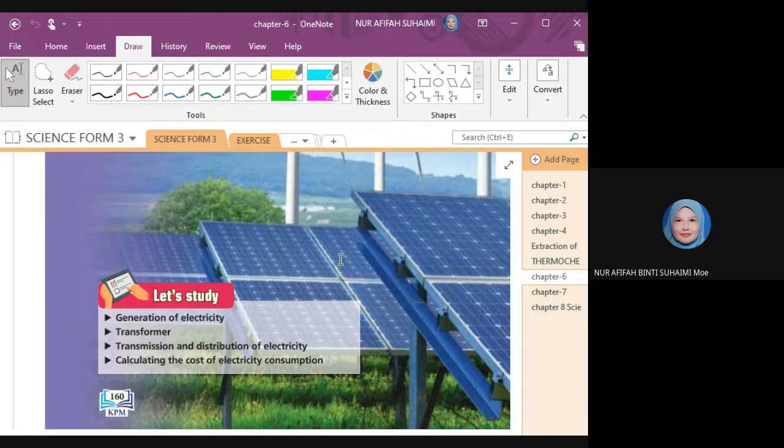in straight wire, in coiled wire, okay, dalam wayar bergelung, wayar yang straight, and then one more, we use the right hand grip rule to determine the pole of the solenoid. Okay, yang tu Form 2. Kalau tak ingat, kena recall balik tengok balik.